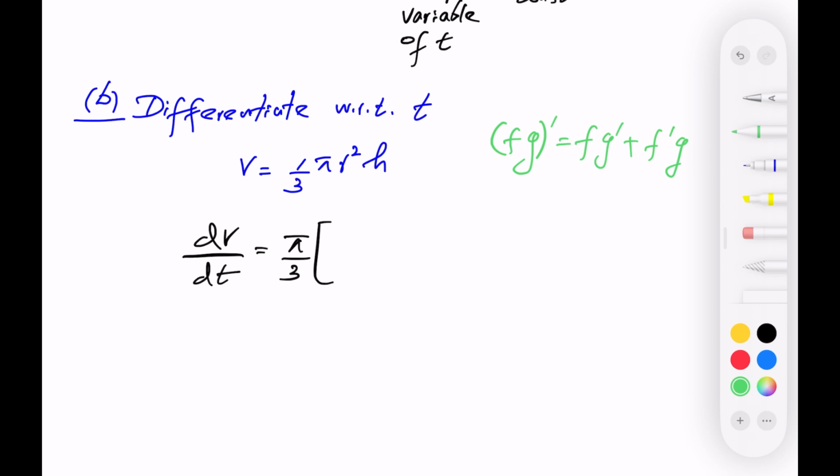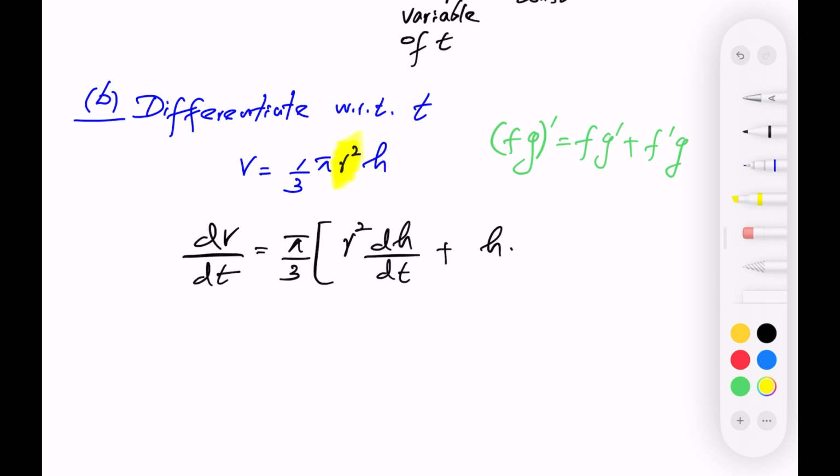Now I'm going to go ahead and differentiate. I will assume that r squared is my f and h is my g. First, I just need to go ahead and write down f as it is. f is just r squared, and then h should be differentiated with respect to time. What is it? That should be dh by dt. That plus f prime times g. Of course, g is just h. That times the derivative of r squared.